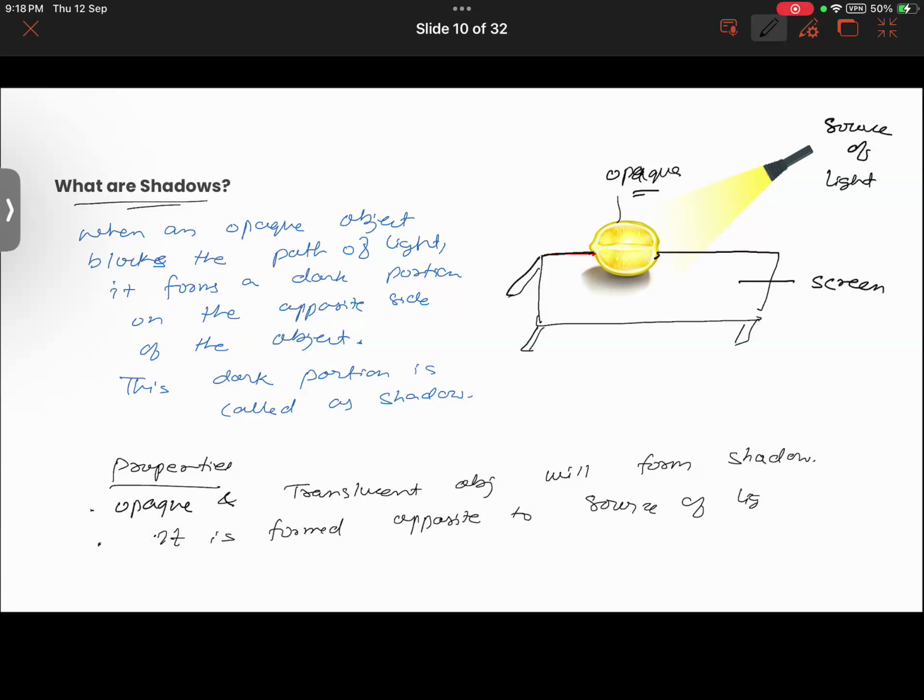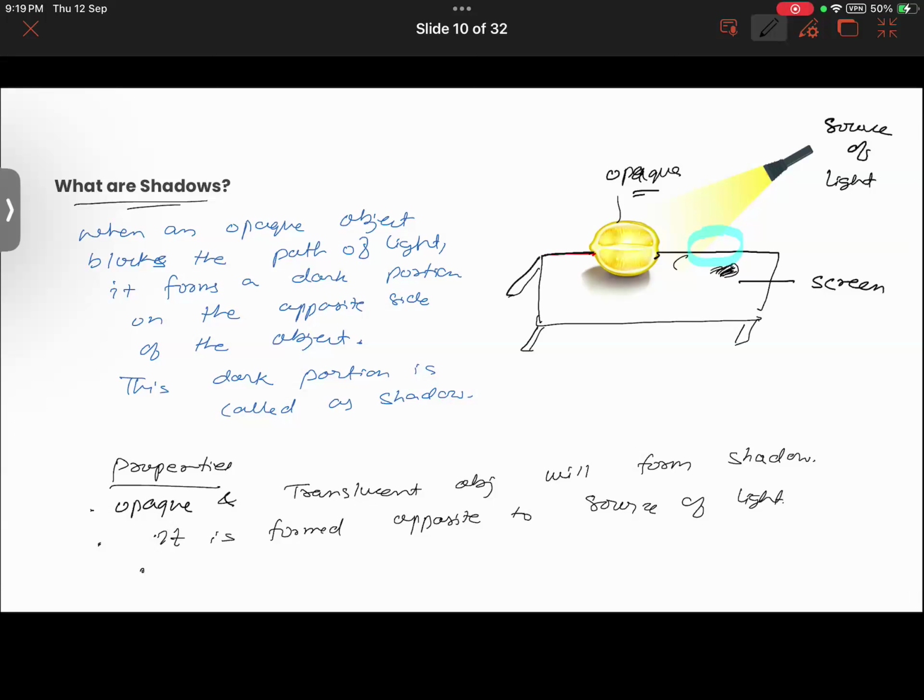Also, it gives us some information about the shape of the object, doesn't it? Just look at this one. It gives us a slight idea. Although just looking at it, we can't say for sure what that object is. Like if you were to have a ball here, that ball would also have given a shadow of the same shape.